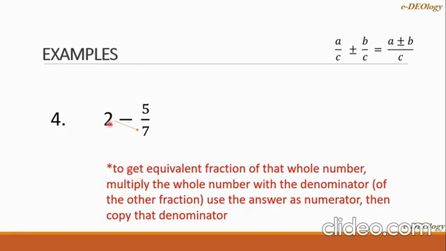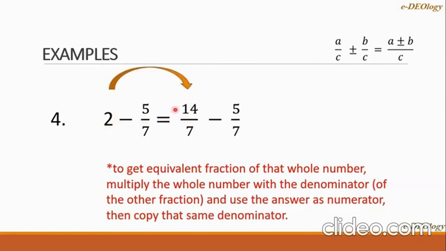We need to multiply the whole number with the denominator. So it's like this, the number 2, the whole number, we will multiply to the number 7. And then the answer here, we will write as the numerator of the equivalent fraction. And then we will copy the same denominator. That 7 here, we'll just copy here. So you see, the whole number 2 is equivalent to 14 over 7. So if we divide the 14 over 7, it will come back to the whole number 2.